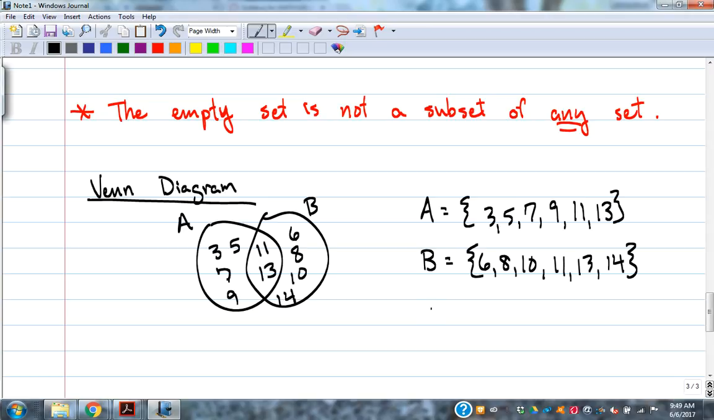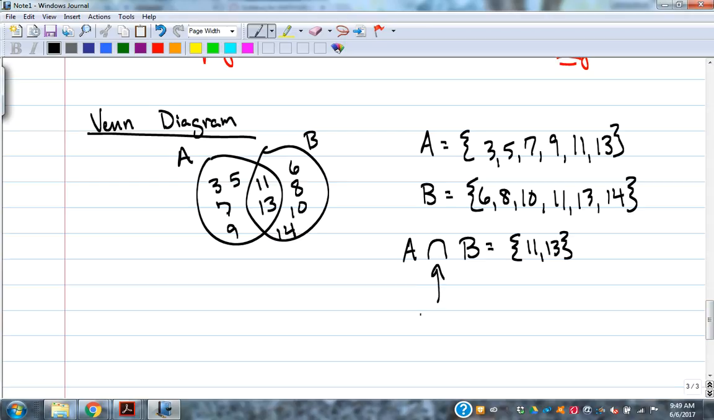Now, that middle part is called the intersection. So A, and here's how you note an intersection. It's an upside down U. That intersection is 11 and 13, the two that are in the middle of that Venn diagram. Okay. What overlap do they have? That's what the intersection means. Overlap is all that it means. Intersection is the overlap. It's the pieces that are in more than one set.